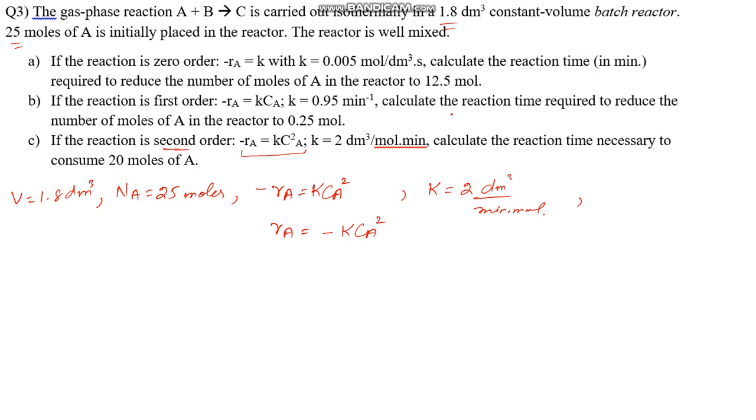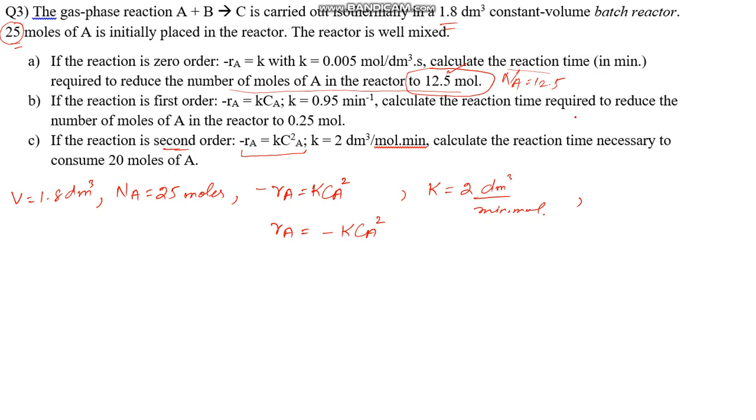Okay, so for example, in the first part, he simply said that you need to calculate the time required to reduce the number of moles of A in the reactor to 12.5. Initially it was 25, and he is saying that you need to calculate the time when the moles of A are reduced to 12.5. So your final Na was 12.5.